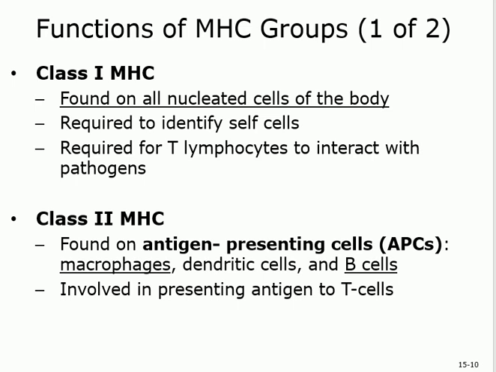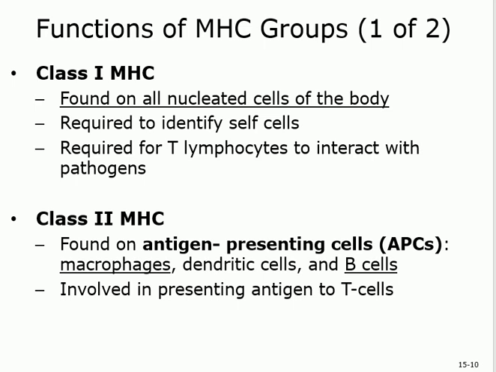Any cells that have a nucleus will have class 1 MHC. And the T lymphocytes are going to interact with that class 1 to know that this is your cells. The other type is called class 2, which is found only on antigen presenting cells. This is a unique type. Are we following? So class 1, any nucleated cells, which means your body in general, any cells. Okay, liver cells, skin cell, any cells.